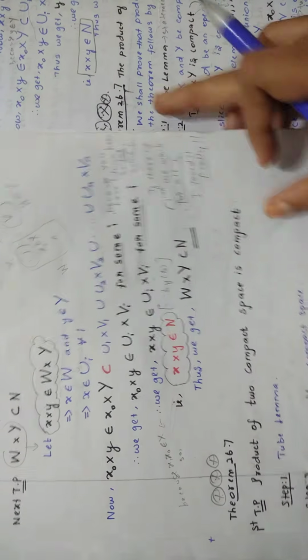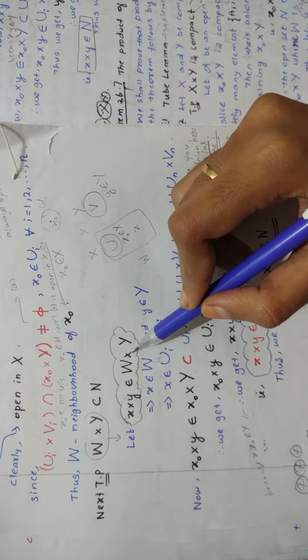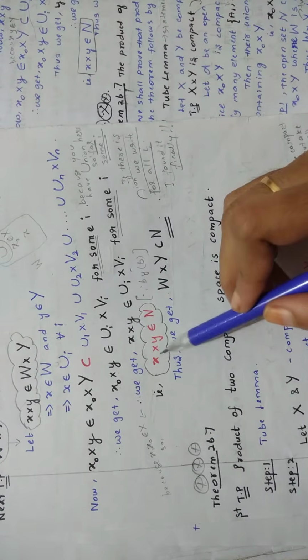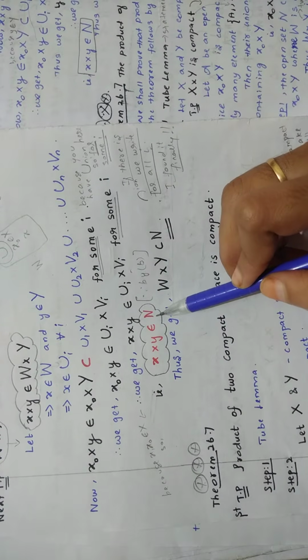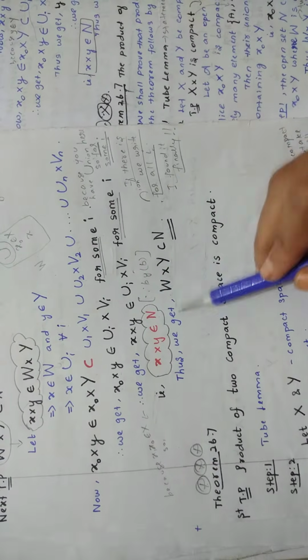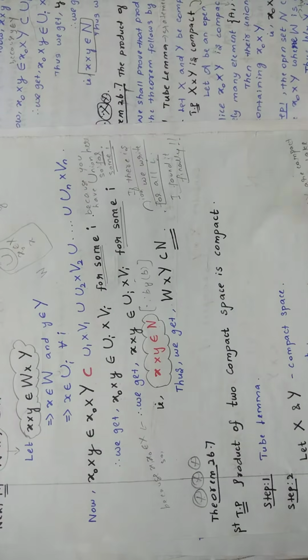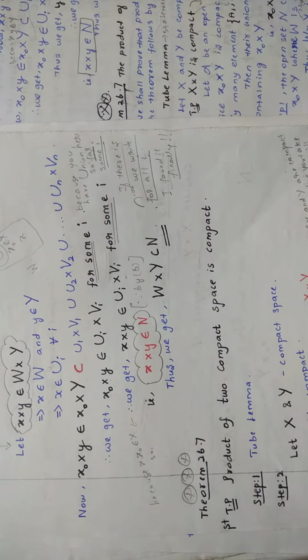Now here you took x cross y belonging to this, but finally you get the same x cross y belongs to N. So from these two you can say W cross Y is contained in N. So you have proved the two conditions needed to prove the statement of the tube lemma. So finally the proof of the tube lemma comes to an end.